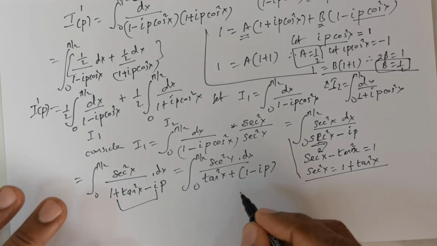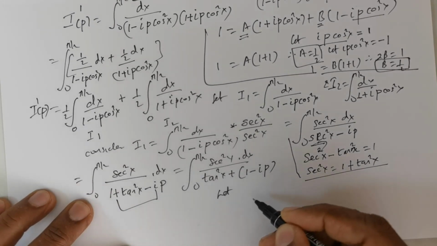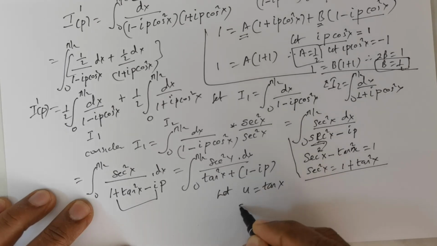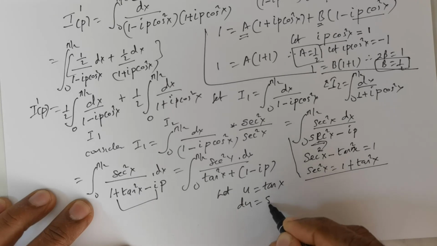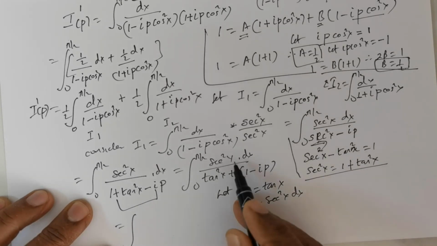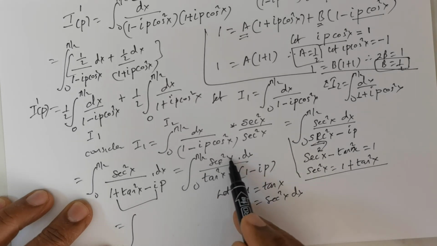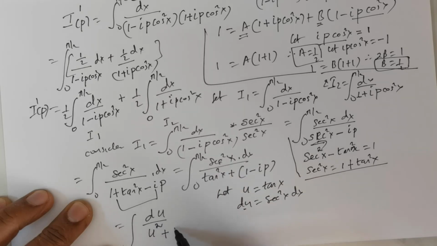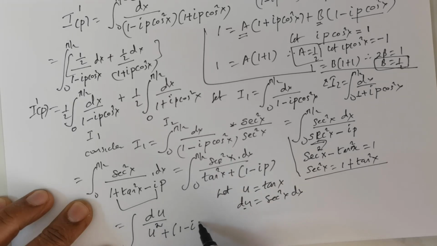Now we will approach this by making the following substitution. Let u be equal to tan x. Differentiate this. du is equal to the differential of tan x, which is secant squared x dx. So this is equal to, don't touch the limits as of now, in place of secant squared x dx, I have got du. So just substitute du. In place of tan squared x, I get u. So just place u, raised to the power of 2, plus 1 minus i times p.